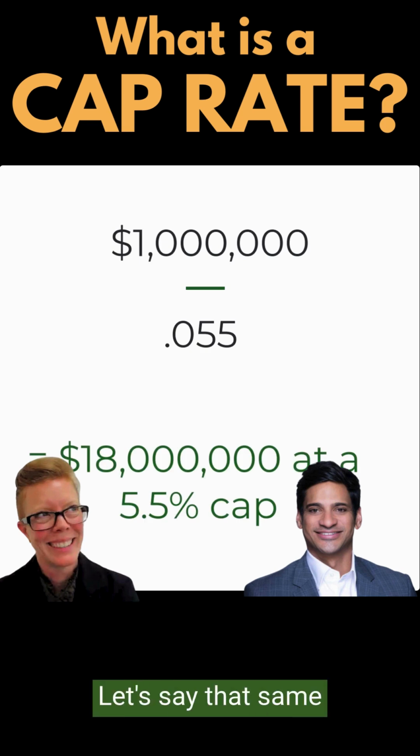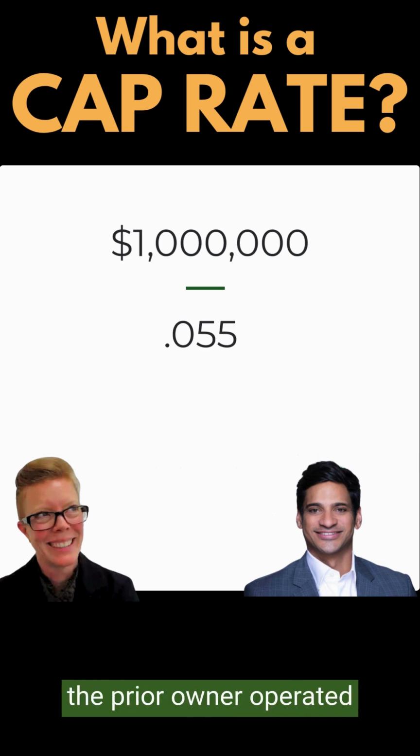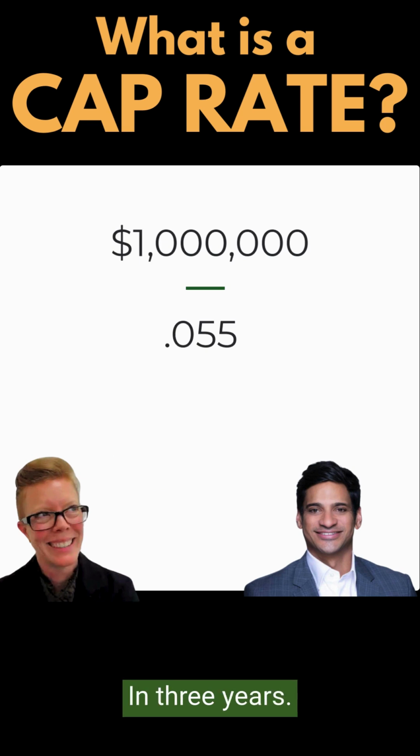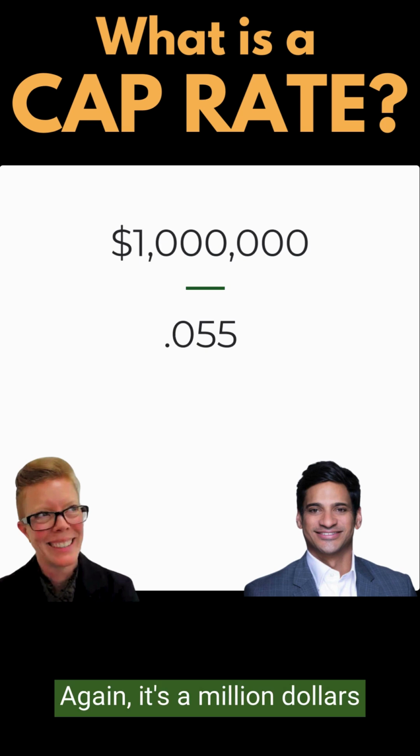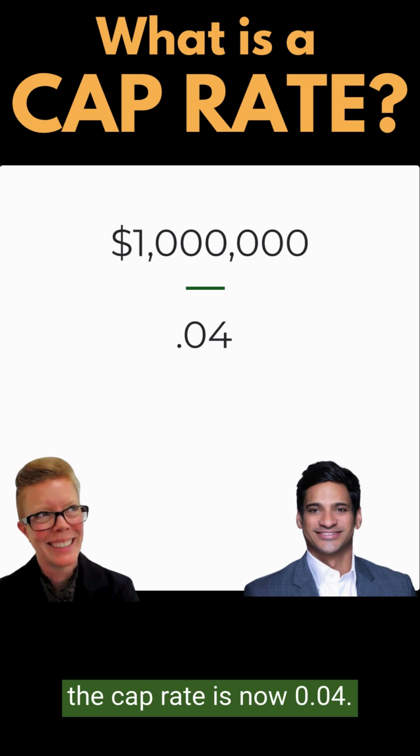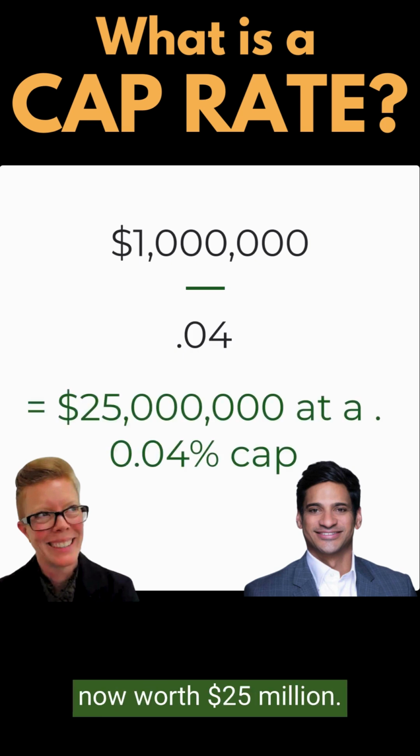Okay. Let's say that same stream of income, you do nothing to the property. We buy it today. We operate it exactly as the prior owner operated it. And we go to sell it in 3 years. Again, it's $1 million, no change in NOI, but the cap rate is now 0.04. That $18 million asset is now worth $25 million. So that's the power of what we call cap rate compression.